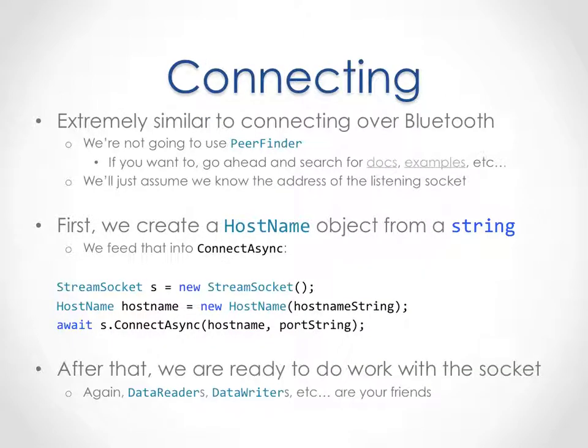For connecting, it's pretty similar to how we did it over Bluetooth, except that we're not going to use the PeerFinder class. If you want to, you can go ahead and look for documentation and examples, and those are links, so you don't even have to Google search it. And what that PeerFinder class will allow you to do is things like, if you don't know the IP address of whoever you want to connect to, you can have the PeerFinder class broadcast out information saying, hey, I am application XYZ, I live on port ABC, and you can connect to me here.